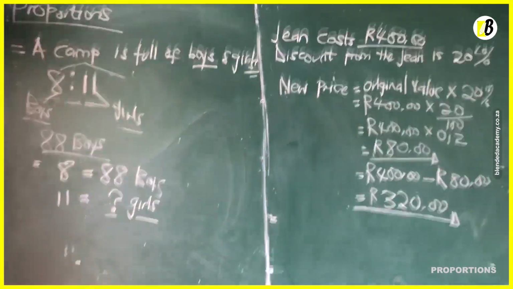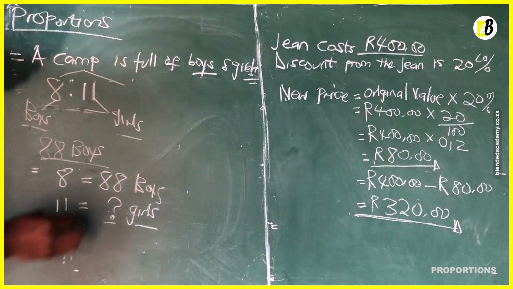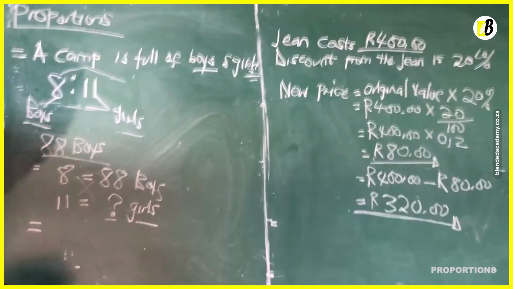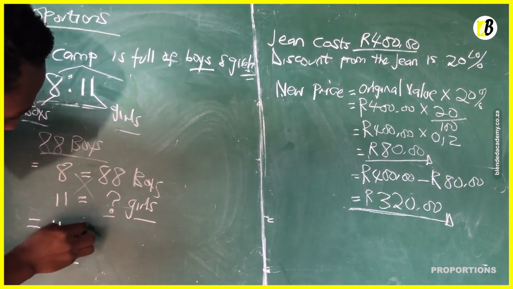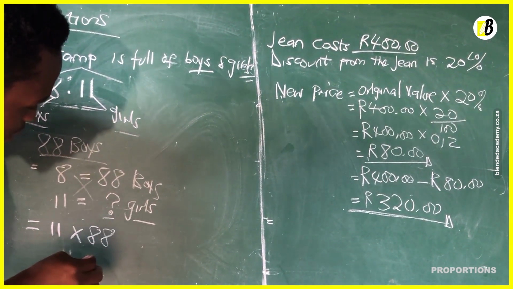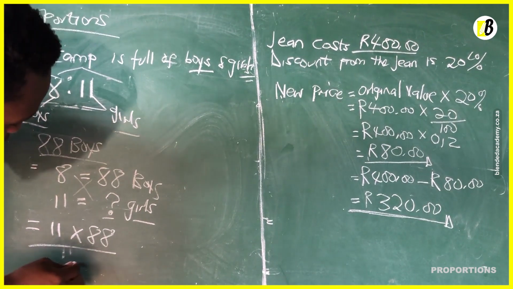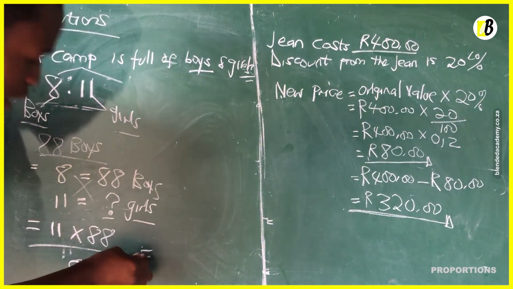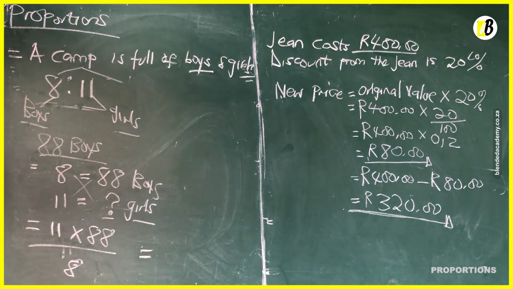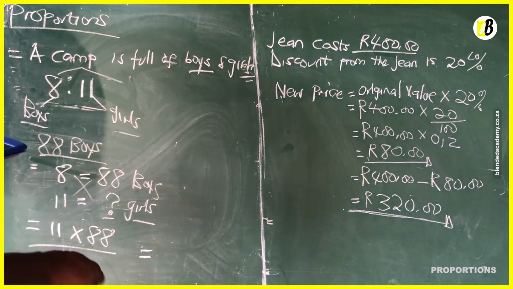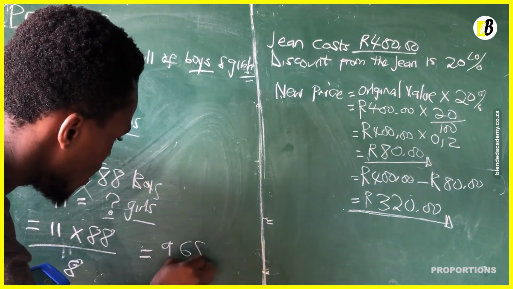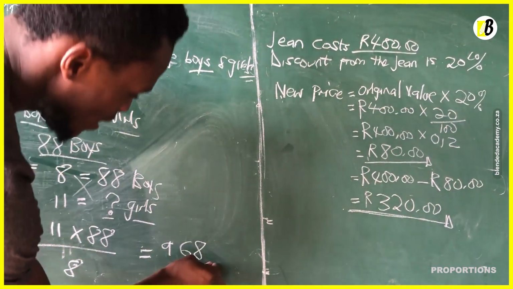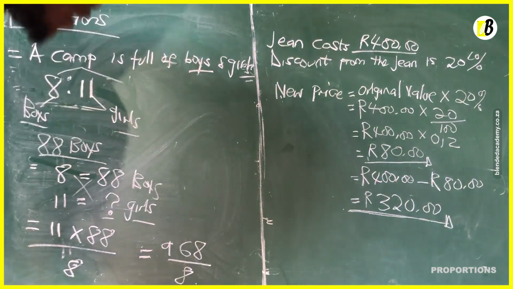I'm going to make this as simple as possible. We're going to use cross multiplication here, and it's going to be 11 multiplied by 88, divided by 8. Let's see if we can work that out. So 11 multiplied by 88 gives us 968, right? Divide by 8.